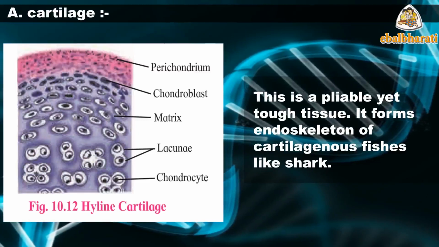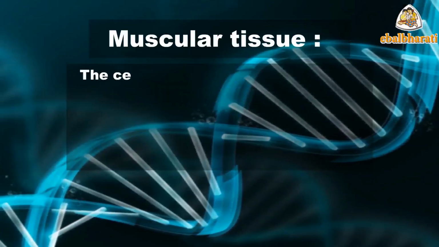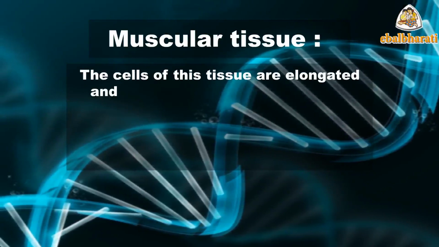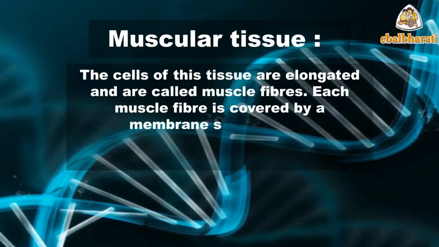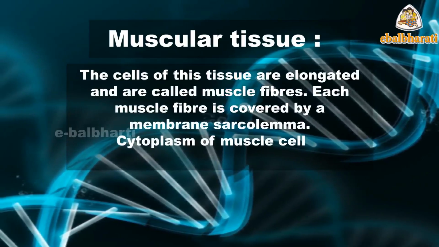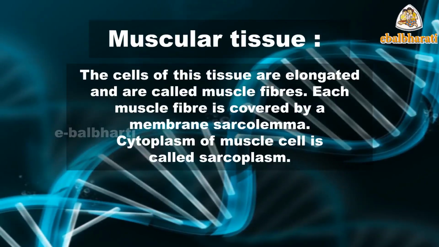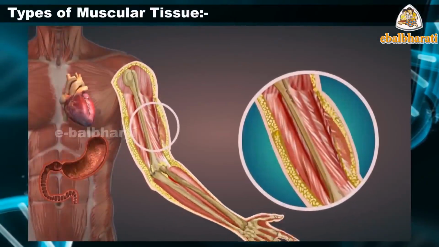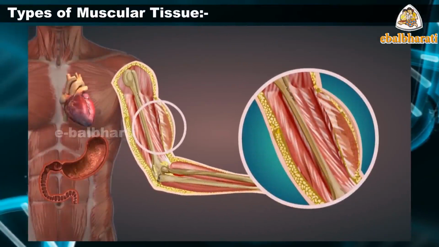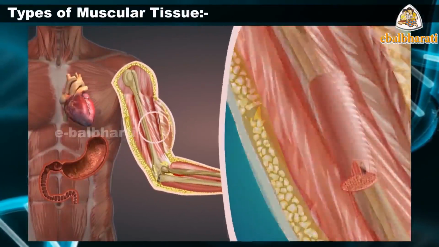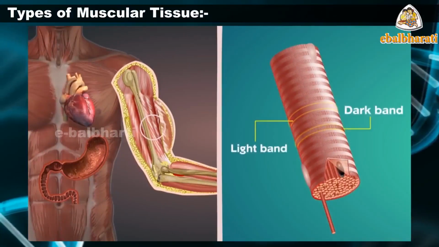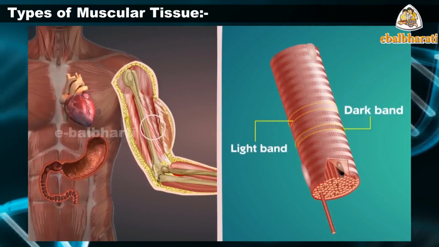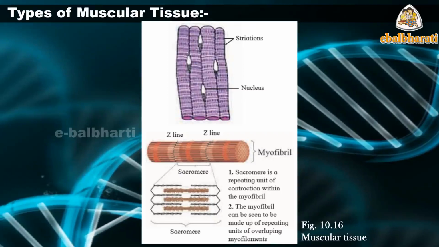Figure 10.12. Muscular tissue. The cells of this tissue are elongated and are called muscle fibers. Each muscle fiber is covered by a membrane, the sarcolemma. The cytoplasm of a muscle cell is called sarcoplasm. Types of muscular tissue. Skeletal muscles. These muscles are found attached to bones. Skeletal muscles consist of a large number of fasciculi which are wrapped by connective tissue sheets called epimysium or fascia.